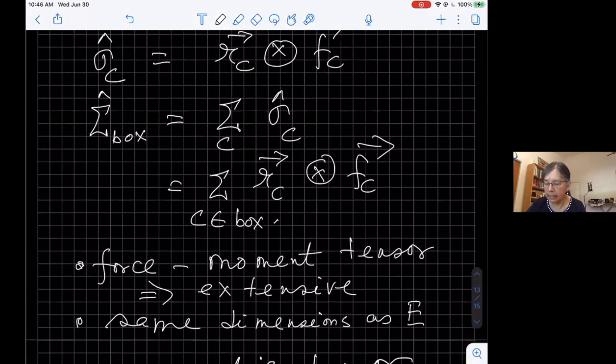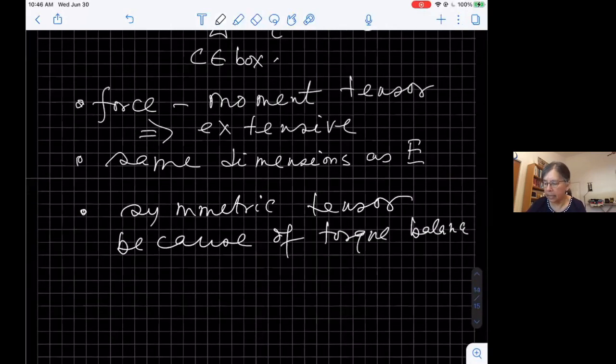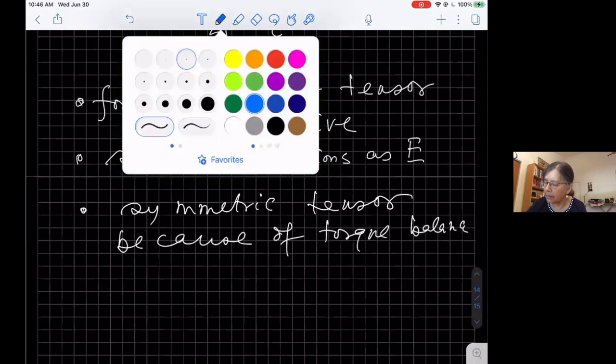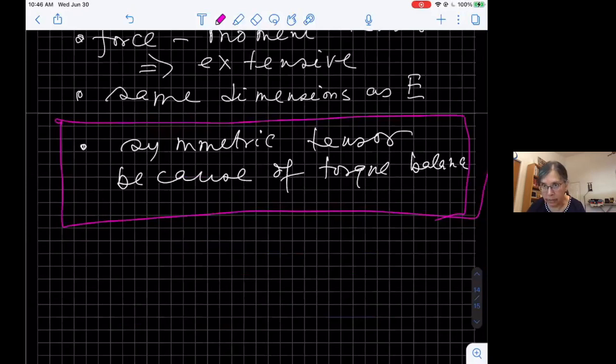So now, I have defined this quantity, but I also know that force balance and torque balance are satisfied on every grain. And we just discussed the torque balance. That's the torque balance because of the symmetry of the tensor. In the bulk, if the boundaries are irrelevant, then I have a symmetric tensor. What might the force balance be telling us about this tensor?